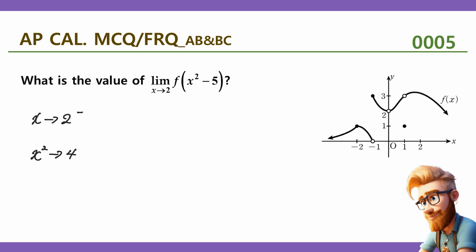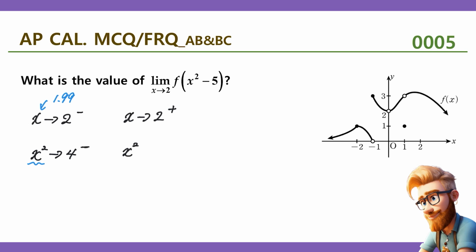But is it from the left hand side or the right hand side? You know, this x value right here is a little less than 2, right? So if x is, let's say, 1.99, then 1.99 squared is a little less than 4, right? So this x squared approaches 4 from the left hand side. Does that make sense? Okay, what if x approaches 2 from the right hand side?